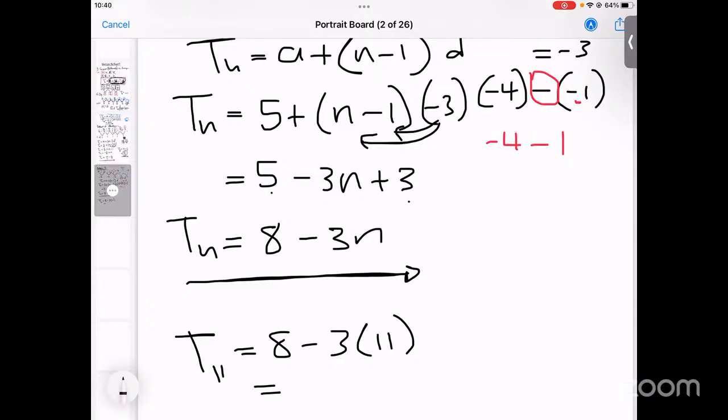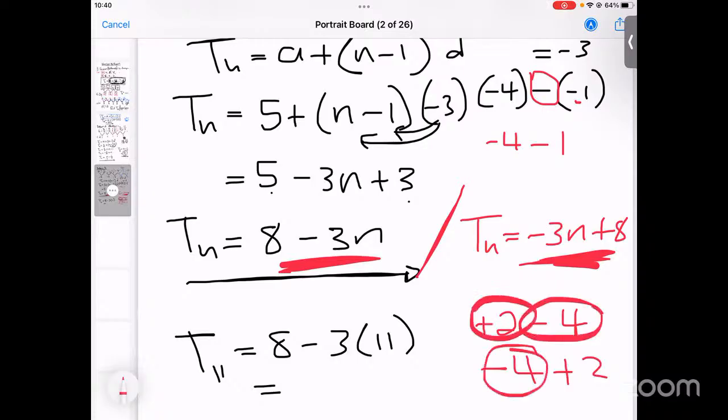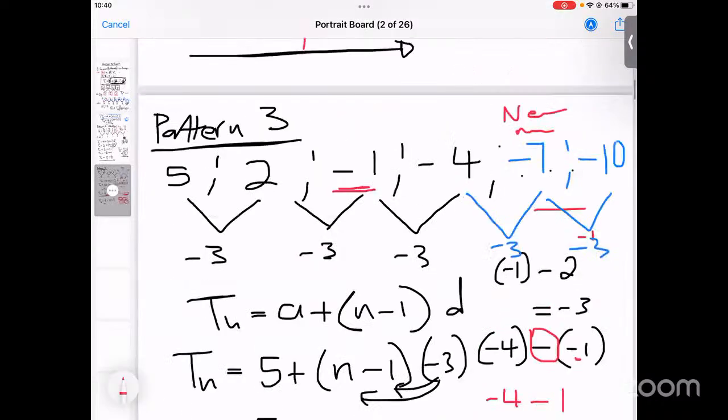Remember, it is still correct even if, for example, you find that finally your answer looks like this. You have -3n plus 8. It is still the same, because this part alone, when you compare it with that, it's like you're having 2 minus 4. It is still the same as -4 plus 2, because this 2 has an invisible sign being positive. So you still have your negative there, you still have your 2 there. So don't panic when it comes to that part, honorable member.